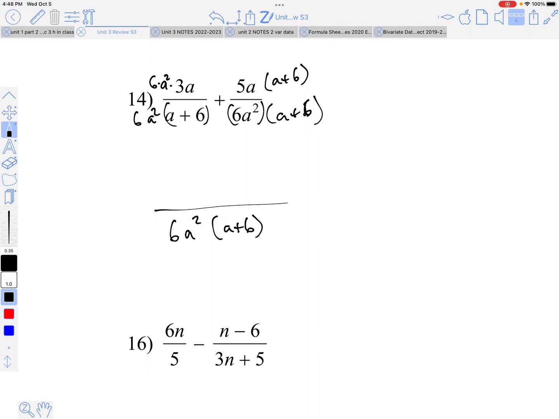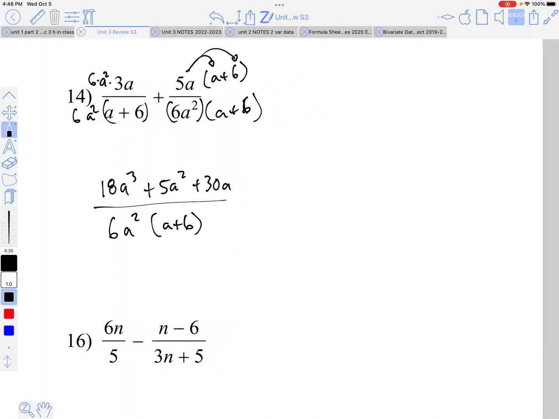Okay, and then on the left, we're going to have 6 times 3 is 18a cubed. And then on the right, we're going to need to distribute that 5a, so positive 5a squared, and then 5a times 6 is going to give us 30a. All right, so we're done adding, but we want to see if we can simplify this. 18, 5, and 30 don't really have anything in common because the 5 is prime. But they do all have an a, so I'm going to pull out an a, and then I'll be left with 18a squared plus 5a plus 30.